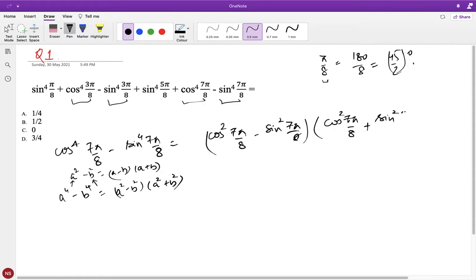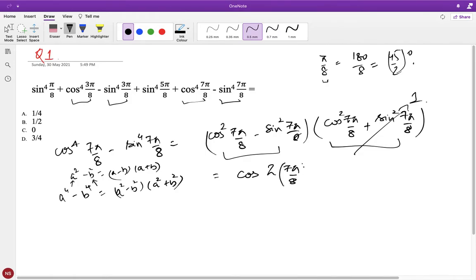Why am I doing this? Because this is 1, right? Cos square theta plus sine square theta is 1, so this is 1, and product of 1 with anything is just that. So now this is what? Cos square theta minus sine square theta, which is what? Cos 2 theta. Cos 7 pi by 4.